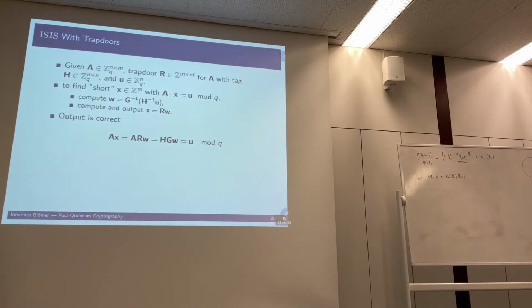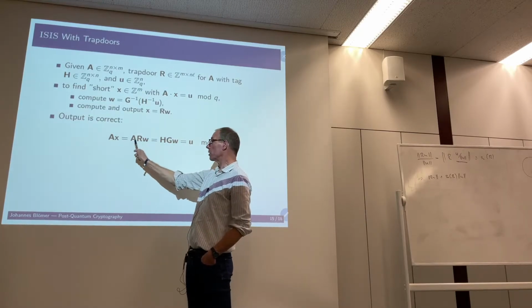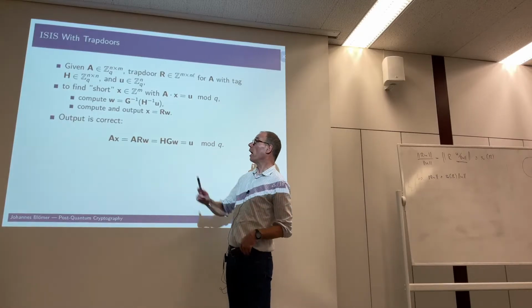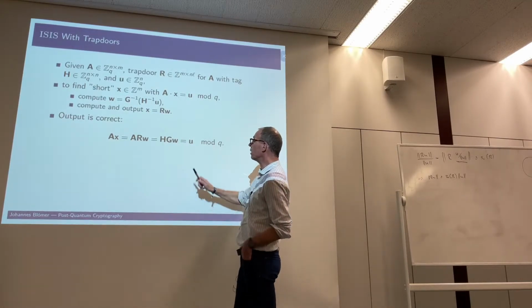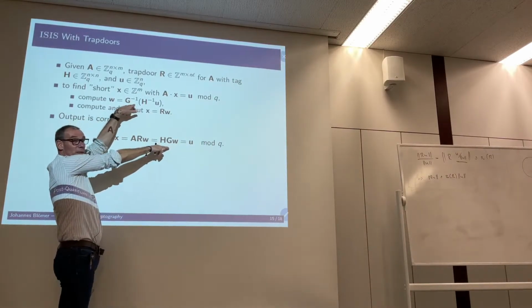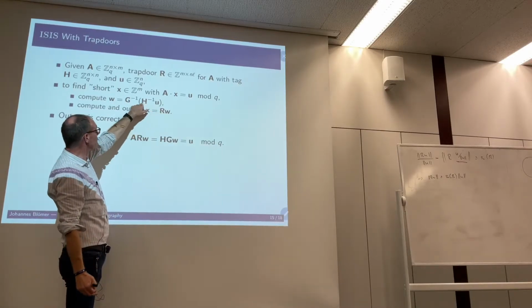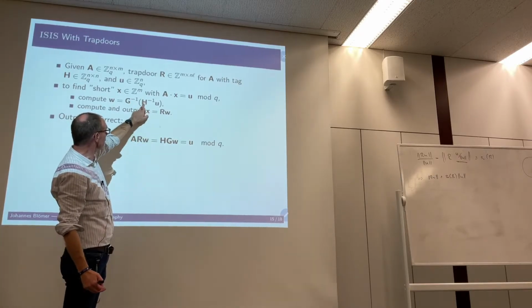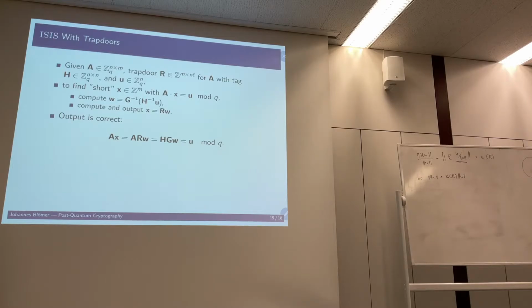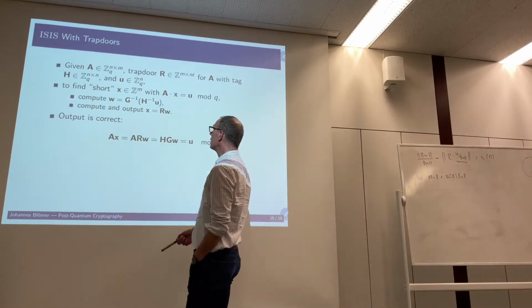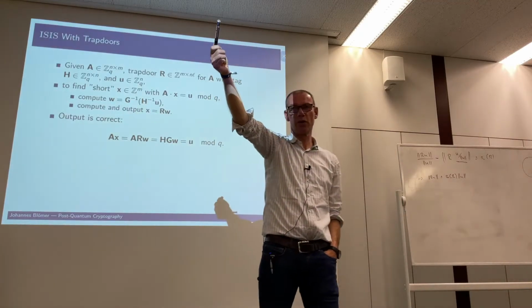Now, the output is correct. Why is that? Let's look at it. H times X, where X is R times W. So this is I times R times W, which by the trapdoor property, A times R is H times G. So this becomes H times G times W. But now G times W, where W is G to the minus 1 times H to the minus 1 times U, becomes H to the minus 1 times U, and then I multiply with H, so that becomes U. I do these operations in the reverse order, so I get U. So all you have to do is basically solve this ISIS on this vector. This G to the minus 1 is simply the ISIS solution for the G trapdoor.